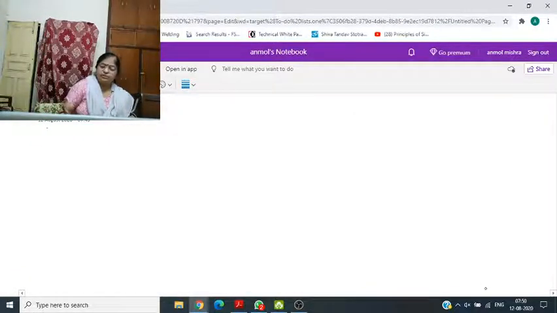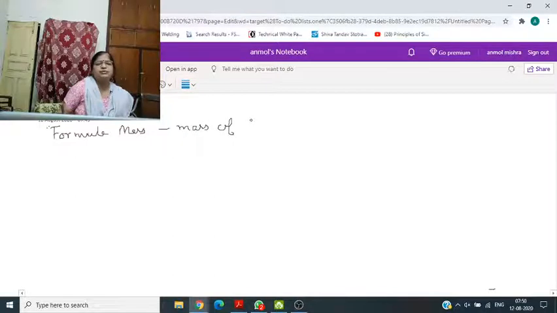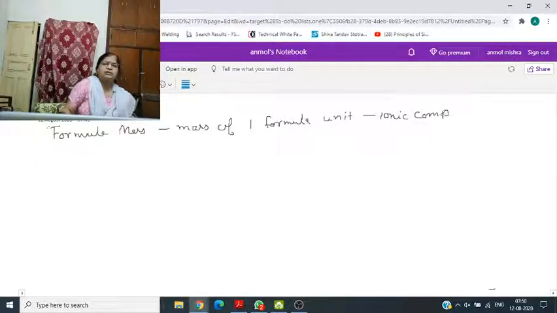Now formula mass. Formula mass is the mass of one formula unit. Generally it is found in ionic compounds.